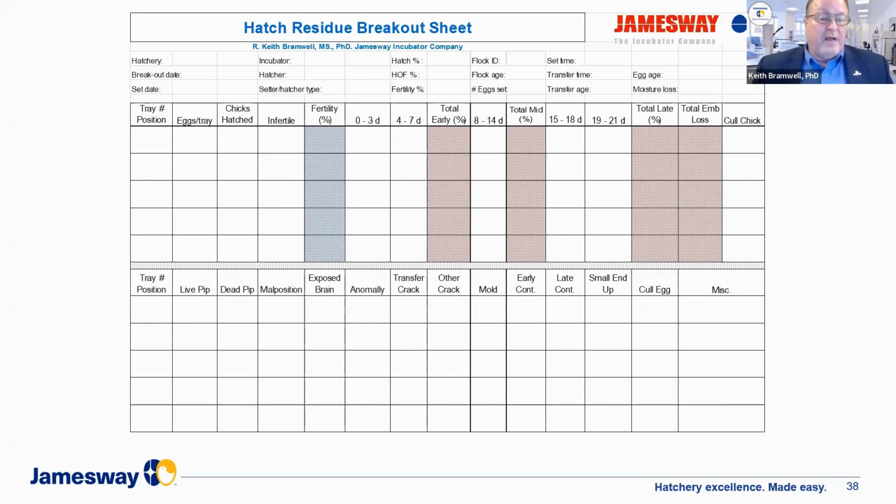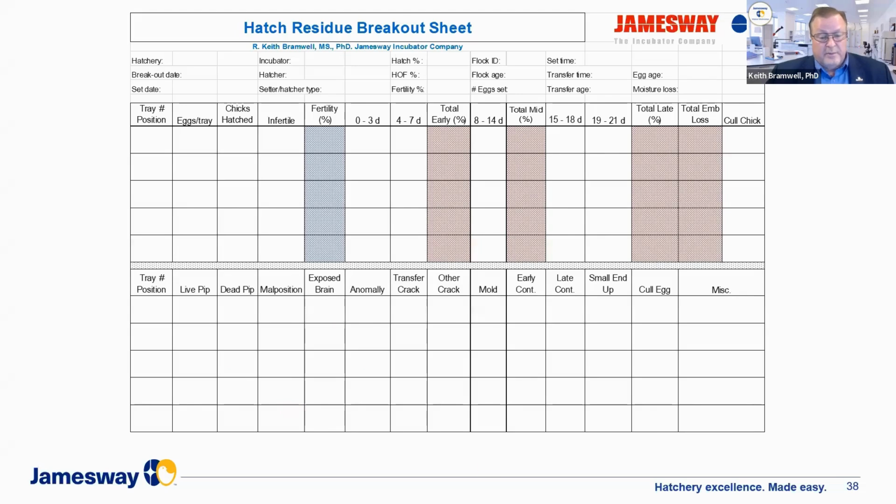So again, now we're back to this hatch residue breakout sheet that I showed before. I've used it for years and years. Many of our customers use it or something very similar, where I can track. You can even track in much more detail eggs that are small end up, or cull eggs, or early contamination, cracks, transfer cracks, whatever the case may be, anomalies, exposed brains. I like to have the ability to track that all.